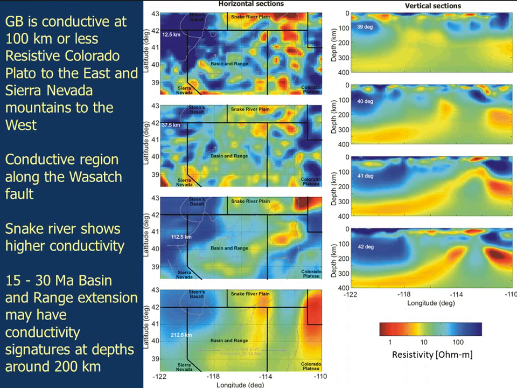This is just the slide showing you most of the whole picture of the inversion result, and we'll go into a little bit more details later. But here you see the state boundaries, and these are horizontal sections at different depths, and these are vertical sections at different latitude degrees. Red is conductive, blue is resistive. There are some prominent features we can see here. There's a conductive trend going right along the Wasatch fault, and big conductors here corresponding to some geothermal areas and other things.